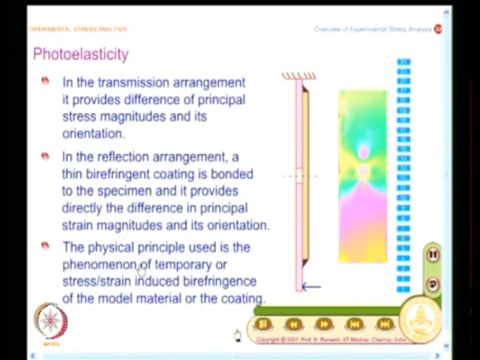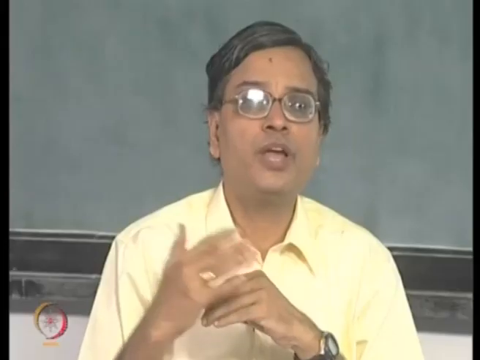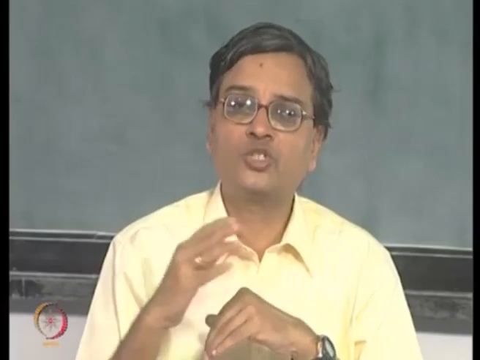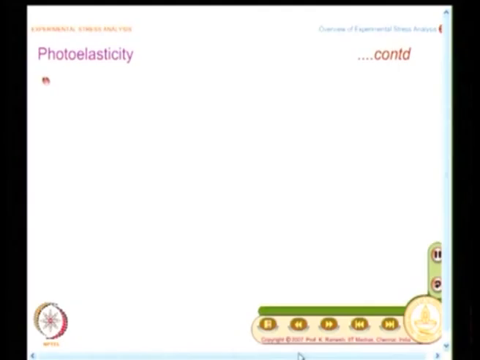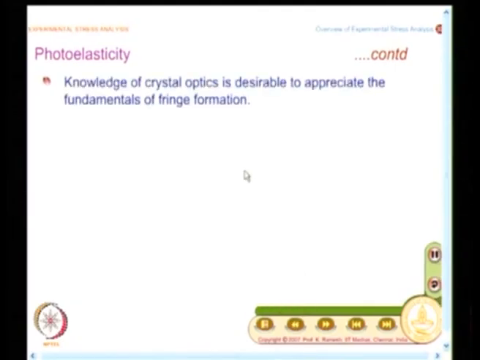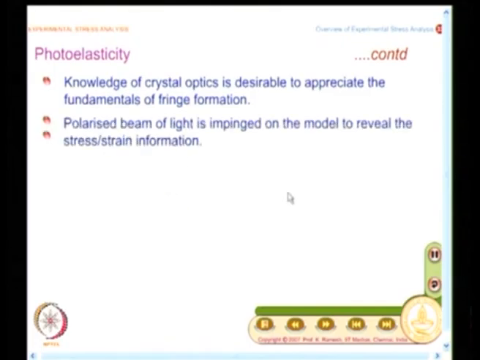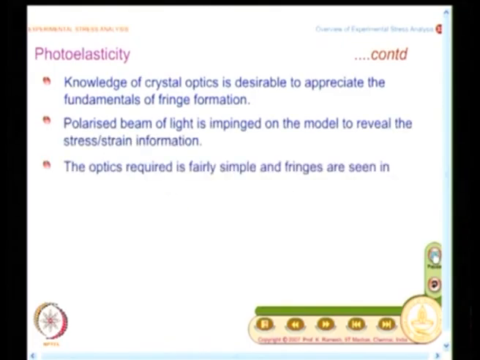And you have many developments that have taken place in photoelasticity. Photoelasticity is a very versatile technique like strain gauges, and in fact, in the 1930s, when people were developing the theory of elasticity, many of those solutions were actually verified by experiments using photoelasticity, and that is what we are going to see. And crystal optics is desirable to appreciate this, but we have already said that you can do it by this approach.